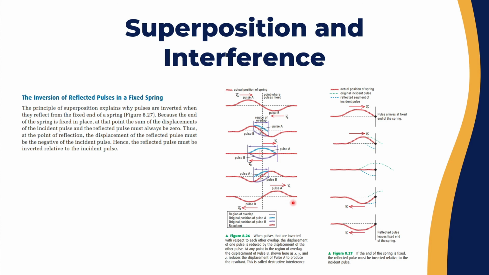this. And when the pulses are inverted with respect to each other and overlap, the displacement of one pulse is reduced by the displacement of the other pulse. So at any point in the region of overlap, the displacement of pulse B reduces the displacement of pulse A to produce the resultant pulse, and it would be a destructive interference in this case.